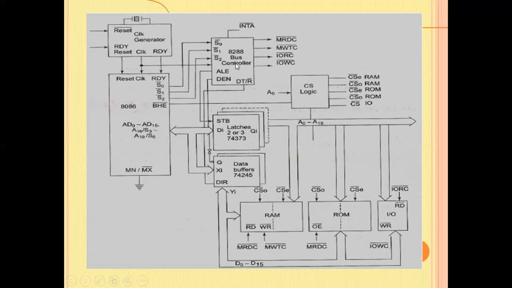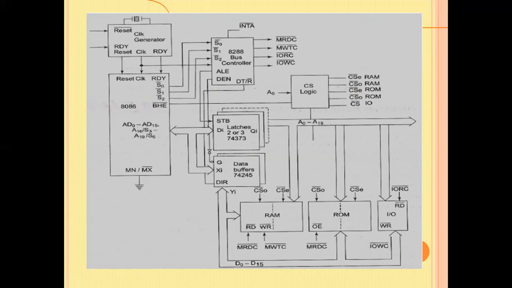One more thing, the bus controller is now controlling some of the things. ALE, DEN, DT/R bar are now provided by the 8288. Earlier they were provided by this, now they are provided by this. It means in maximum mode, there is some control even by the bus controller rather than the microprocessor itself. So this is the maximum mode system diagram in comparison with the minimum mode.